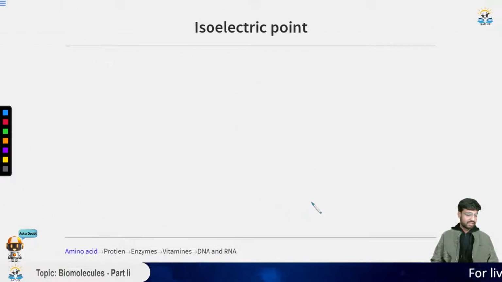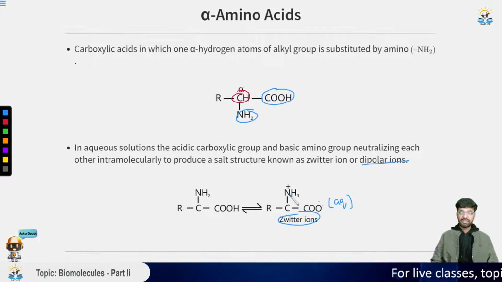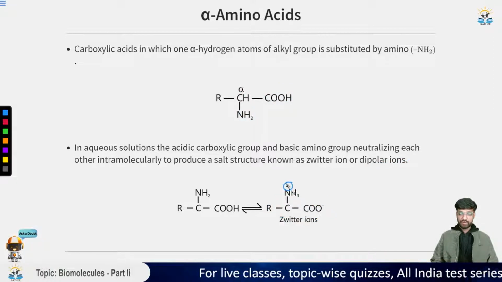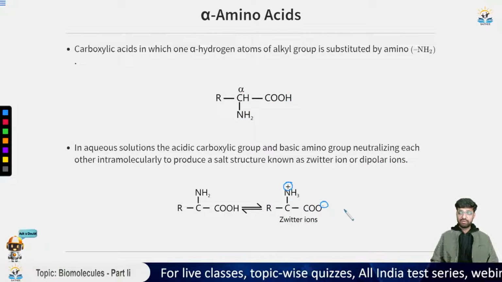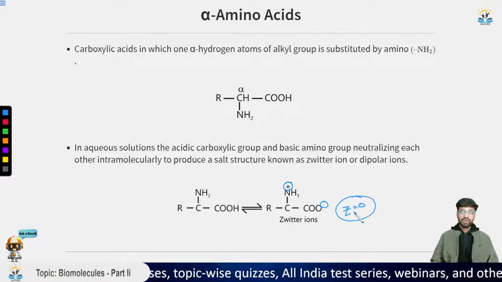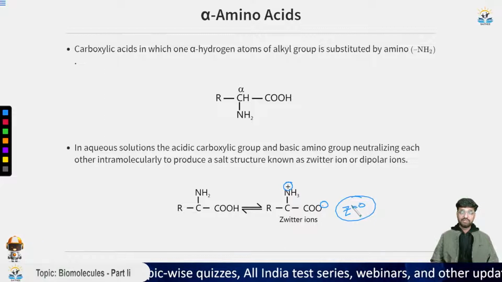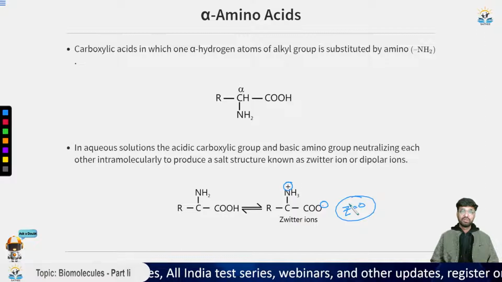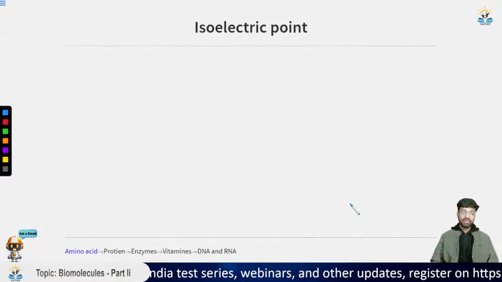Now next, let us see what the isoelectric point is. We have seen earlier in this slide that the amino acid existing in water is overall neutral, because there is a unit positive sign and a unit negative sign, so the overall charge on this is 0. But the overall charge on this amino acid can be changed by changing the pH of the solution. We will see how it happens.